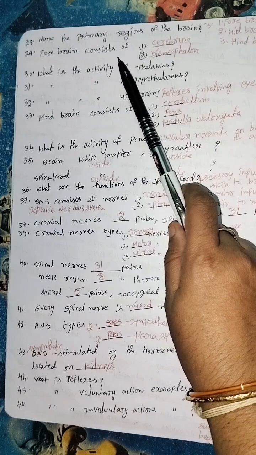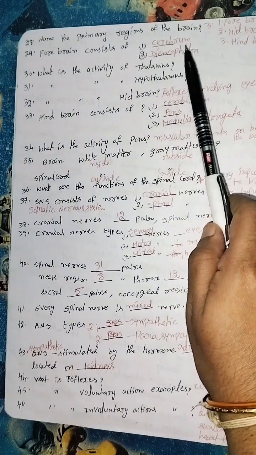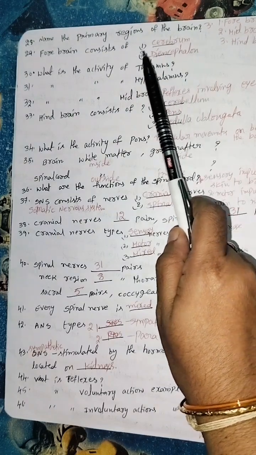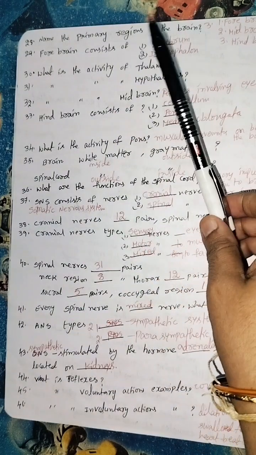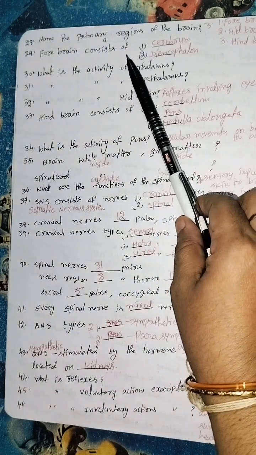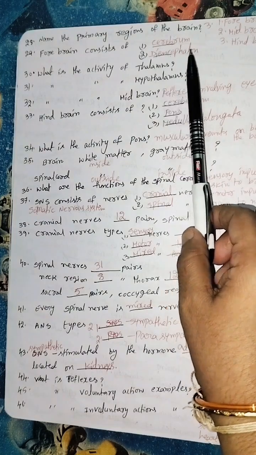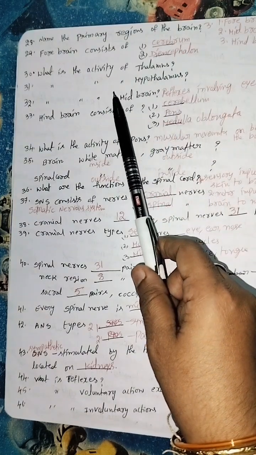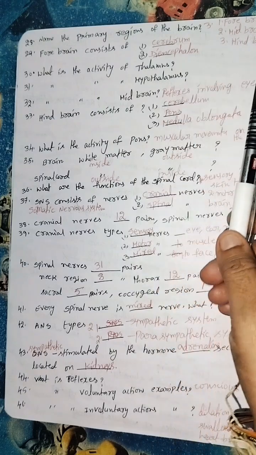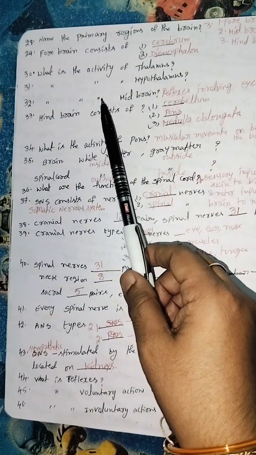Forebrain consists of two parts: cerebrum and diencephalon. These questions are all very important. Forebrain consists of cerebrum and diencephalon. So what is the activity of thalamus? What is the function of hypothalamus? I will give the answers.